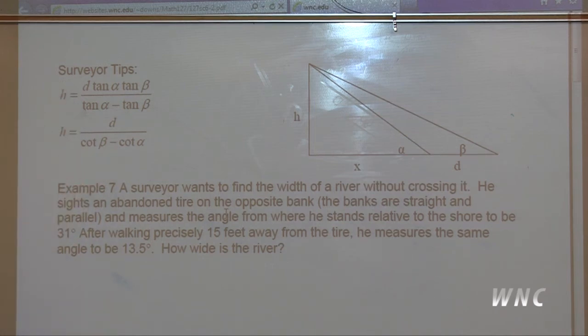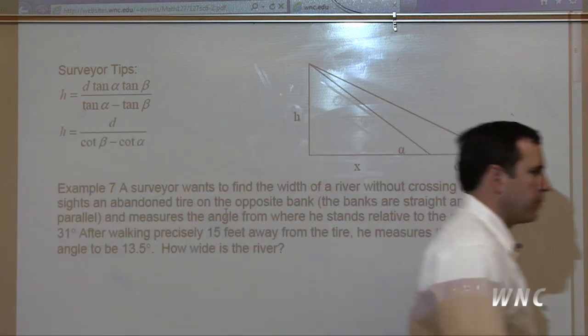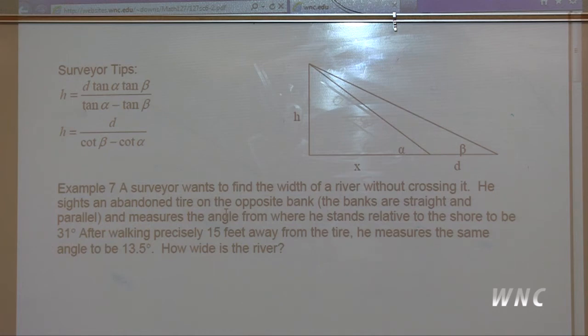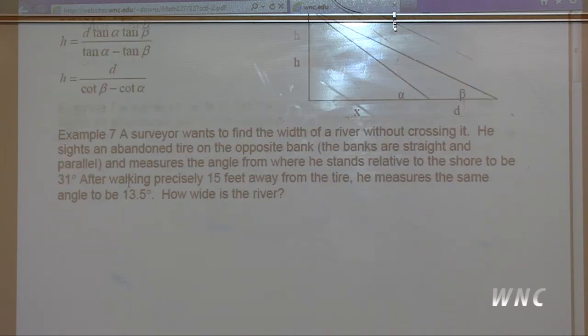The surveyor wants to find the width of a river without crossing it. He sights an abandoned tire on the opposite bank, and the banks are straight and parallel. So I'm going to scroll this up and draw a nice picture and give us room to work.